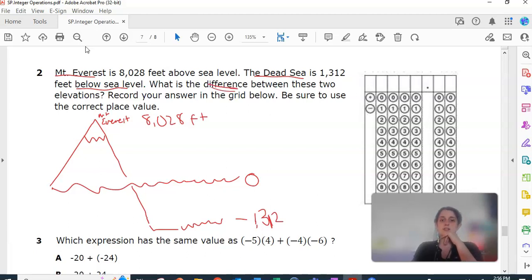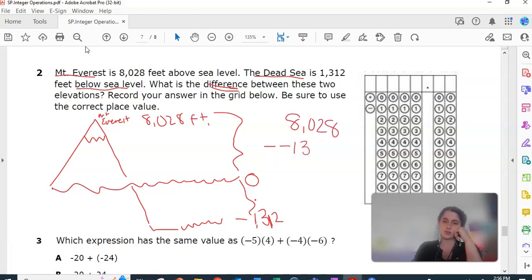What is the difference? Difference means you are subtracting these two numbers. You have to find the total amount of space between them. 8,028 minus negative 1,312. Figure out what that is.